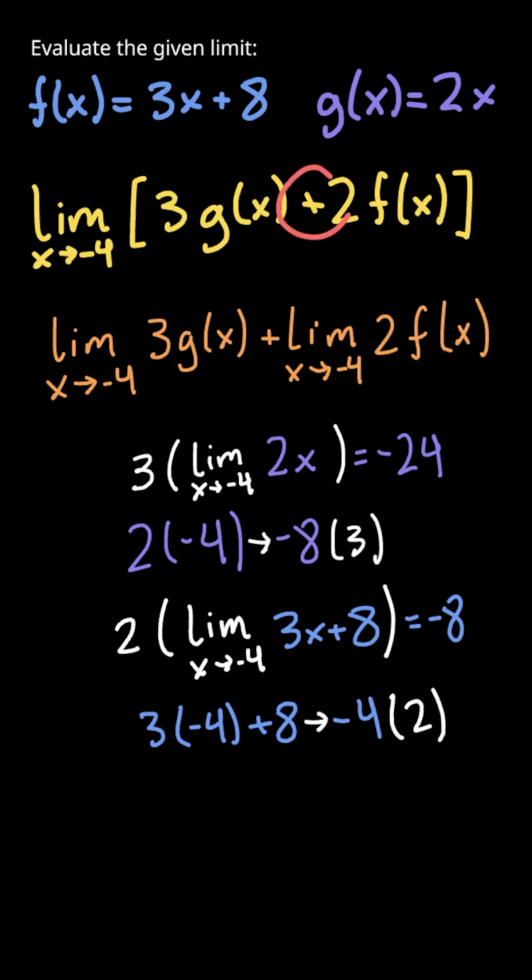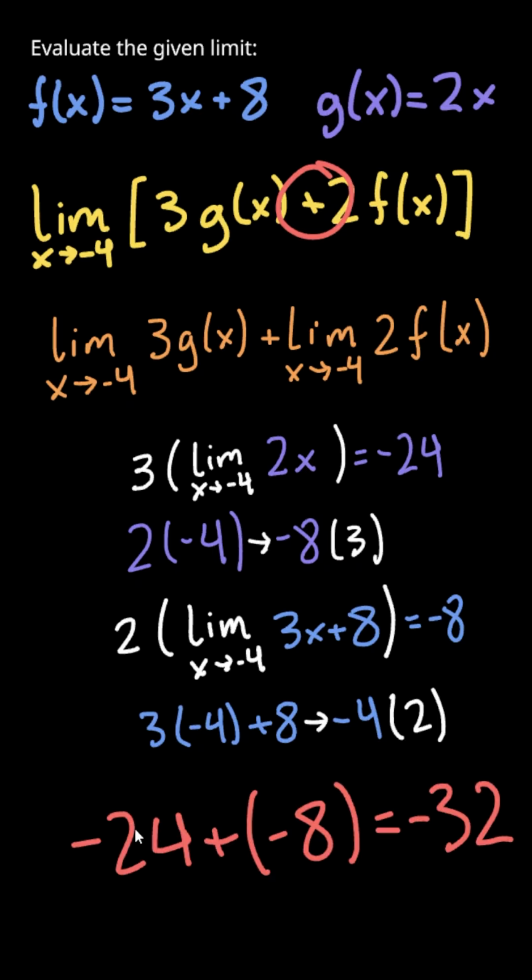All that's left for us to do is add them together. And so adding the limits together, we get -32.